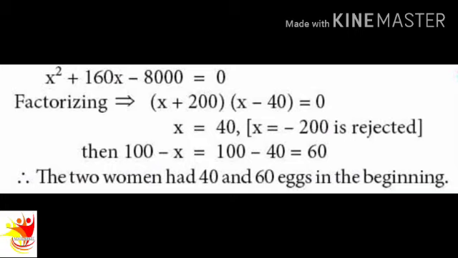Then 100 minus x equal to 100 minus 40 equal to 60. x is the first woman's number of eggs, 100 minus x is the second woman's number of eggs. Therefore the two women had 40 and 60 eggs in the beginning.